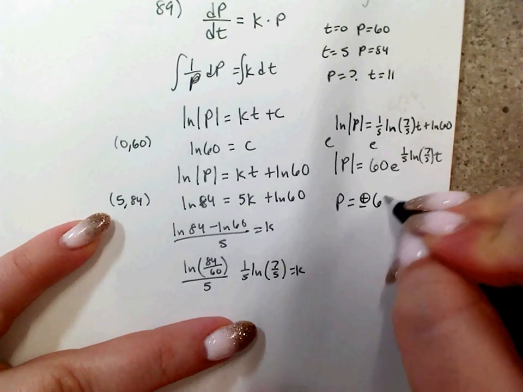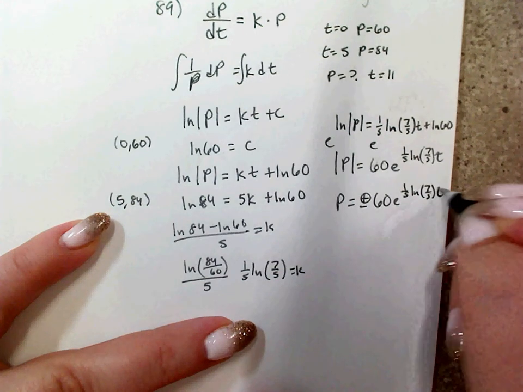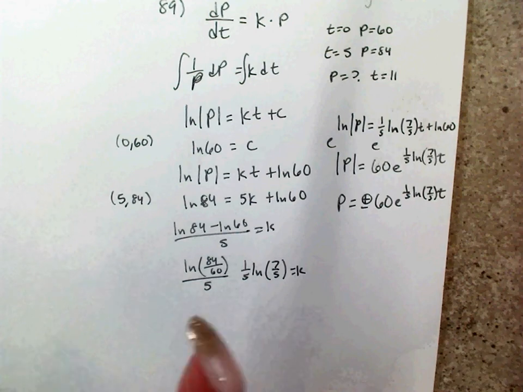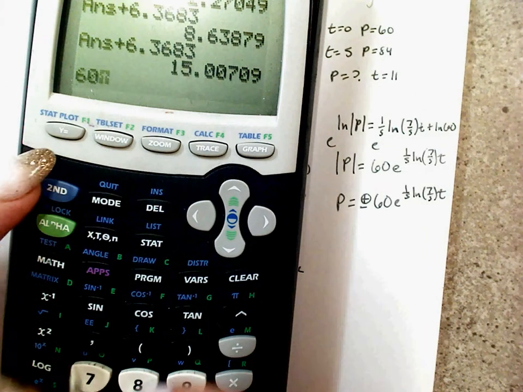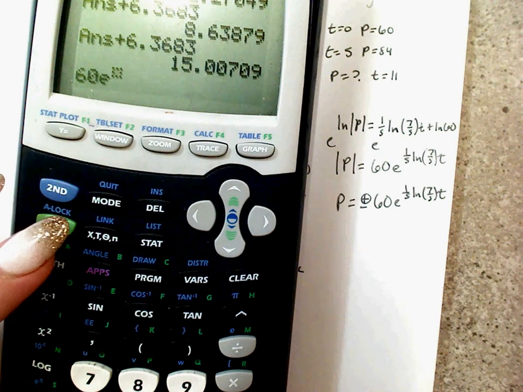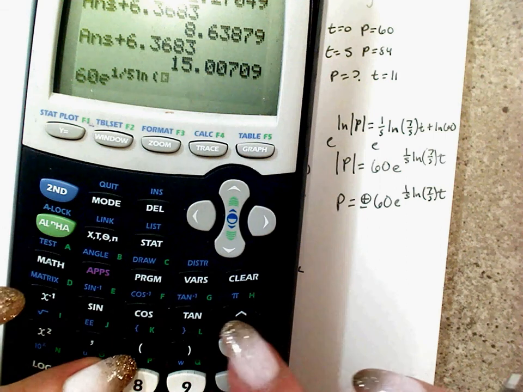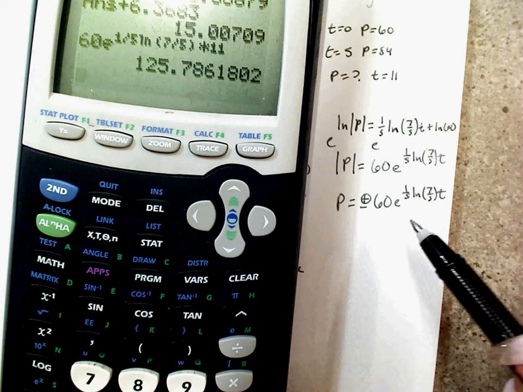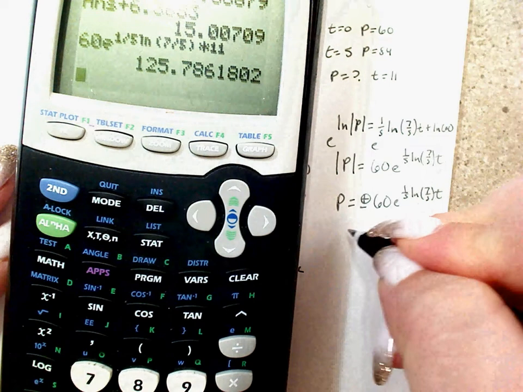They want to know what it is when t equals 11. So 60e to the 1/5 times the natural log of 7/5 times 11. Then we get 125.7862, which is what they got. So when t equals 11, population is around 125.786.